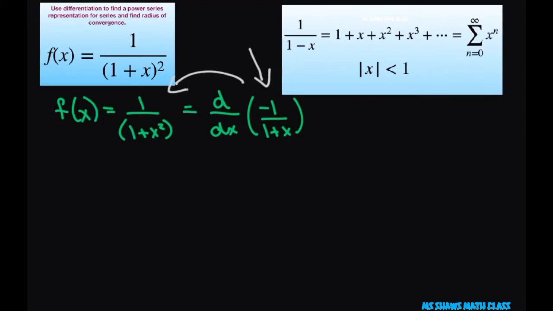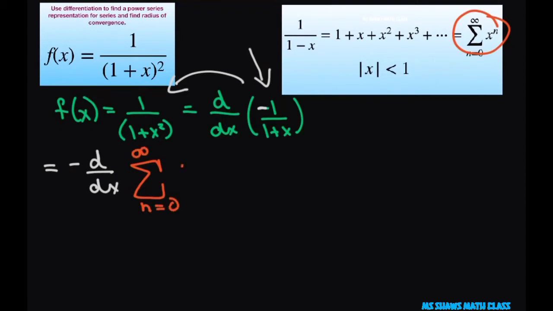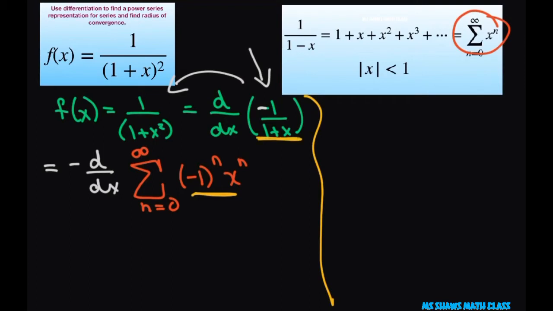So basically, I can rewrite this as, let's pull out this negative, derivative with respect to x, and I'm going to use this summation here. This is going to be the sum as n equals 0 to infinity of negative 1 to the nth power times x to the nth power. I'm doing this part fast because I already did a video on this, but I'll go over it real quick.